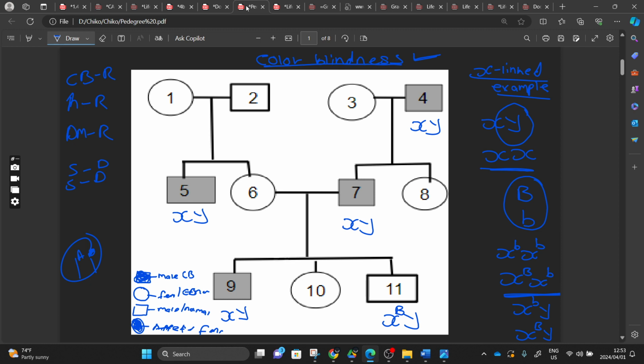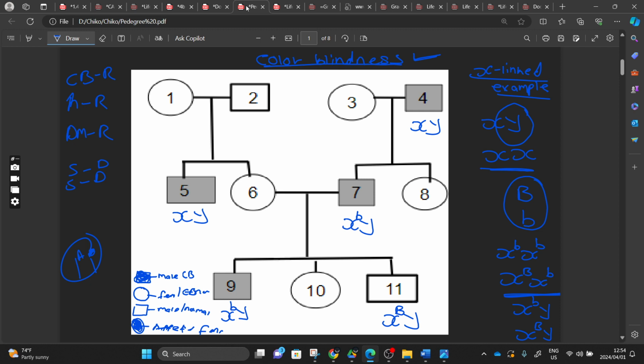Yes. And then here, number 9, because he's affected, it means that his X has a small letter b. So with these two pieces of information, we also see here a male with a small letter b. With this information, we can say this one is John. John here married Maria. I'm referring to number 6 and number 7, let's use numbers. Number 7 there is affected by color blindness, and he had a son who is not affected, number 11.